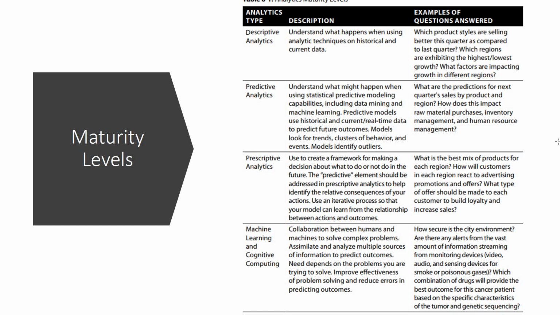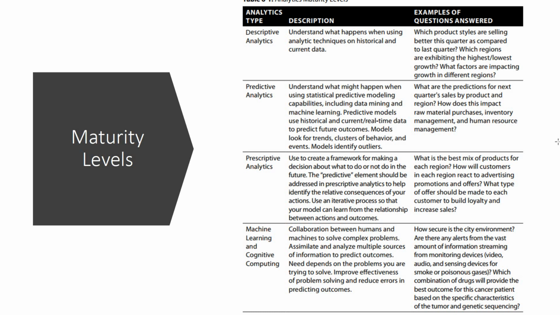Now there are four kinds of analytics that you can get into the picture with. The first one is descriptive, second is predictive, third is prescriptive, and fourth is machine learning and cognitive computing. Descriptive analytics is all about understanding what happens when using analytic techniques on historical and current data. Please make it very clear in your understanding. For instance, which product styles are selling better this quarter as compared to the last quarter? Which regions are expecting the highest or the lowest growth? These are all the kinds of questions that can be connected to descriptive analytics.